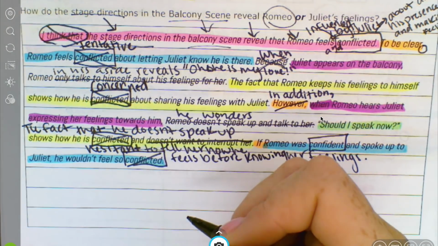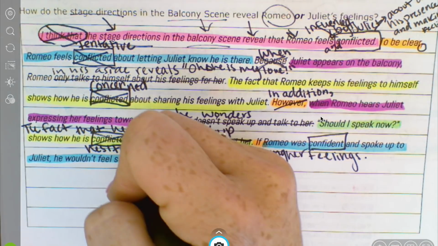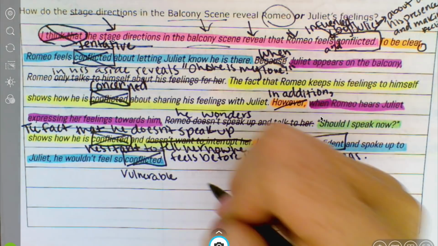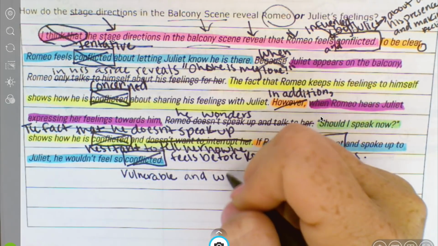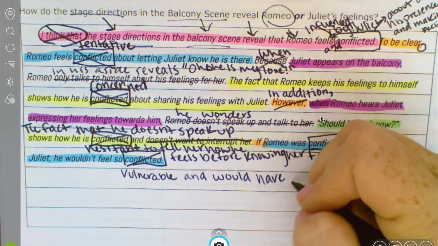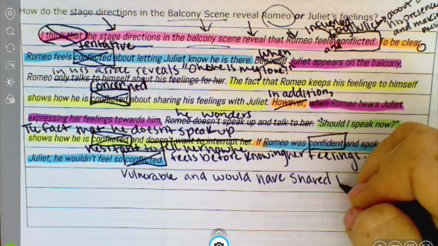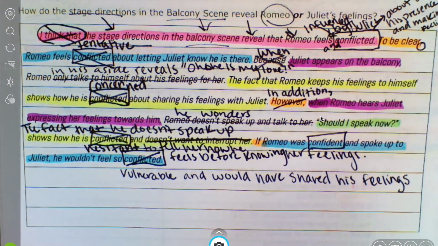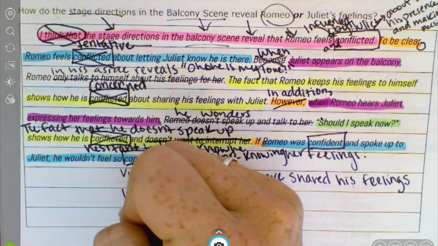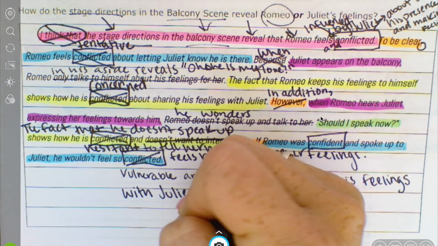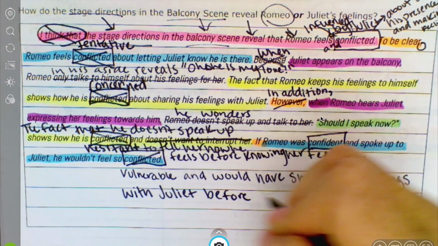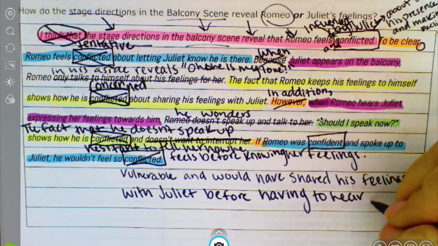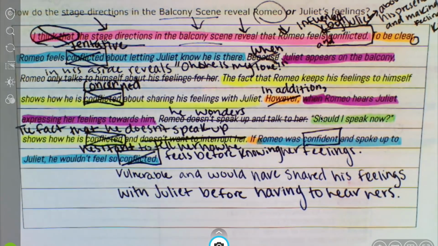Again, get rid of conflicted and let's change it to something else. So I'm going to use the word vulnerable. He wouldn't feel so vulnerable. And instead, he would have shared his feelings with Juliet before having to hear hers. All right.